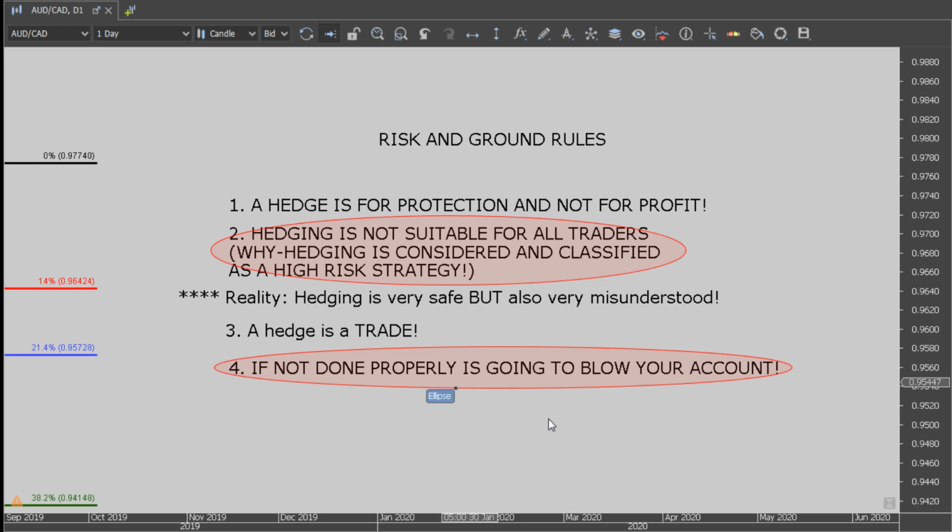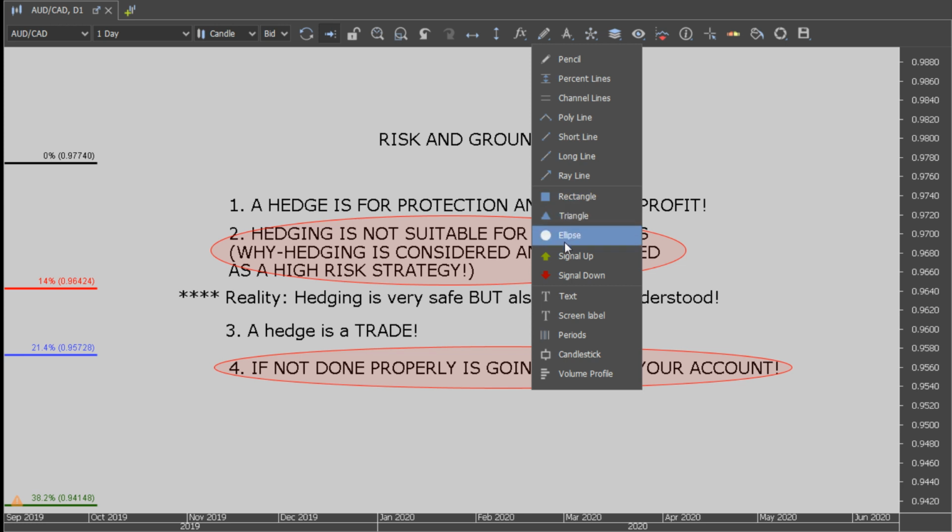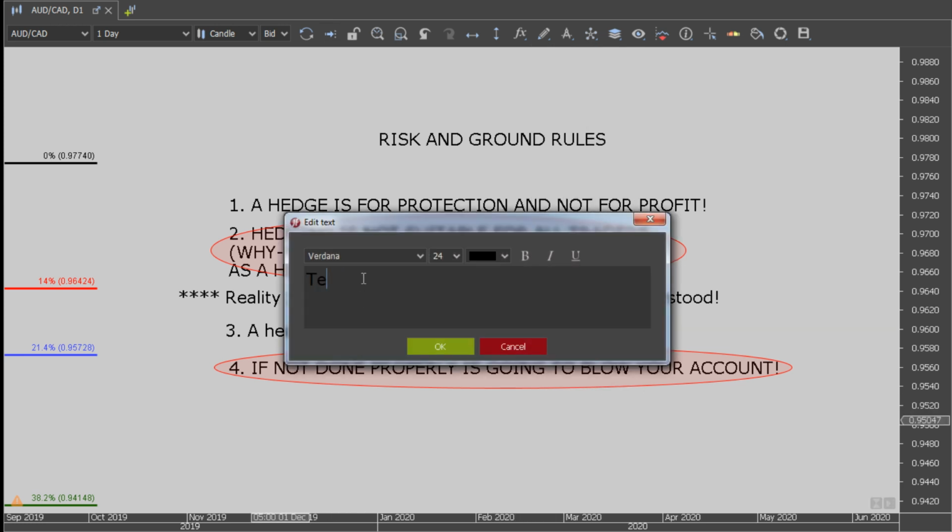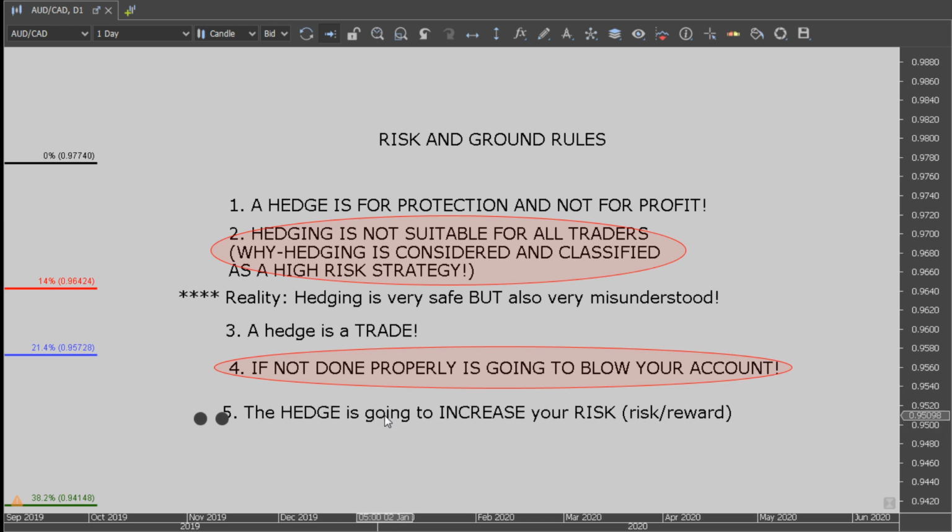Oh, number 5. I almost forgot, there is one more. Number 5: the hedge is going to increase your risk, and we are talking about risk reward. I'm going to explain number 5 also. The hedge is going to increase your risk.